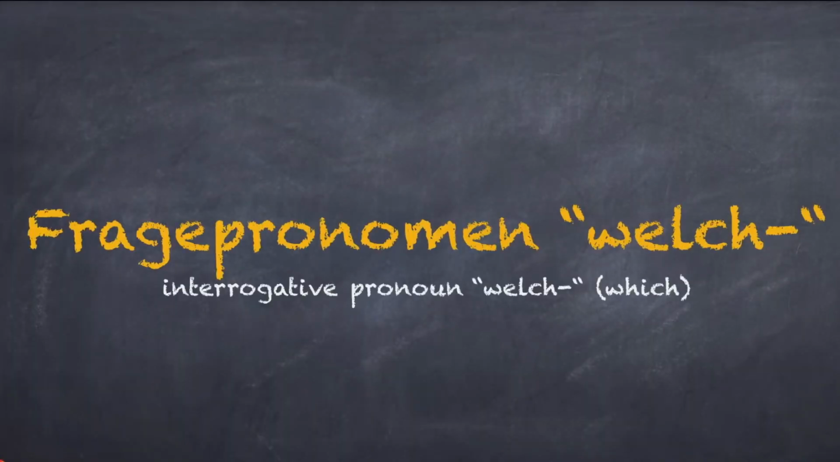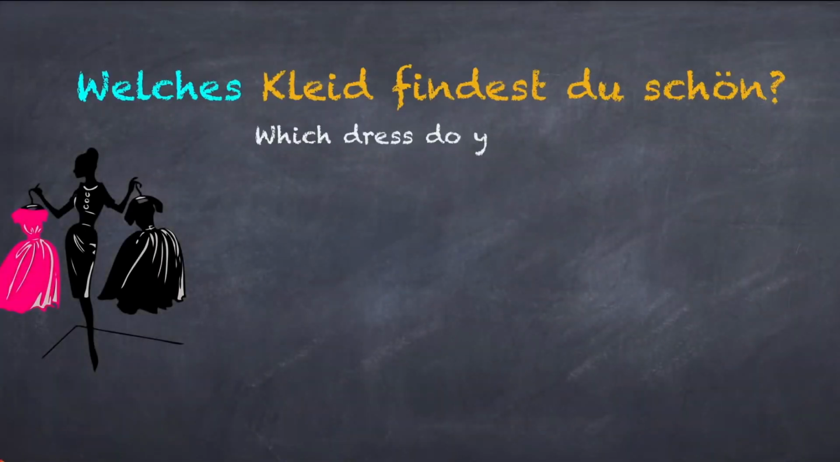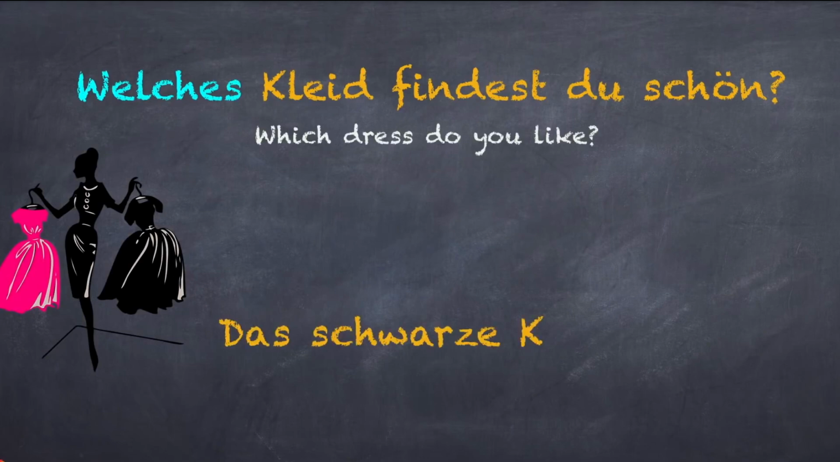Fragepronomen welch. The various forms of welch are welcher, welches, welchem, etc. You use this interrogative pronoun when you're asking about something particular. Let's look at a few examples. And here's the first one. Welches Kleid findest du schön? Das schwarze Kleid. As you can see, the question is being asked about something particular.